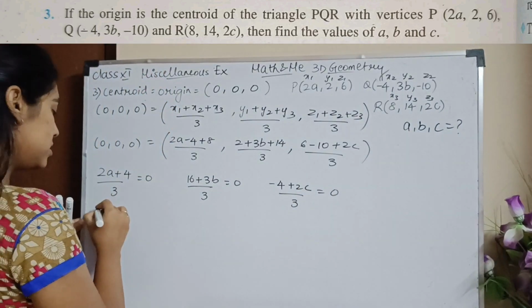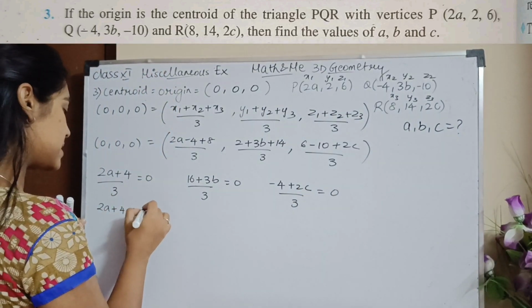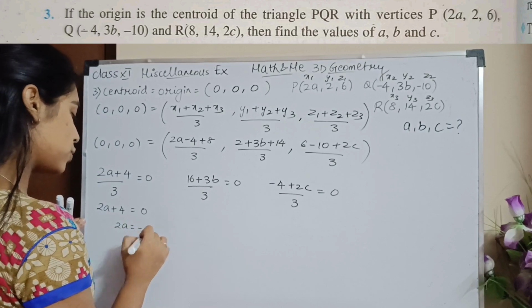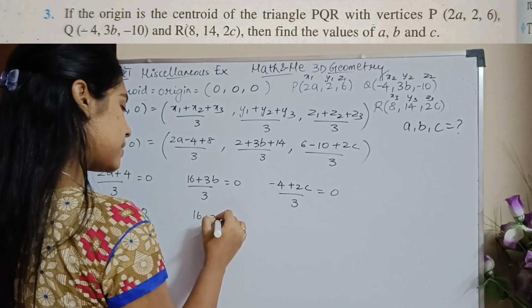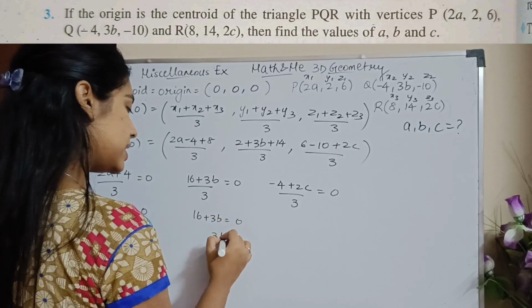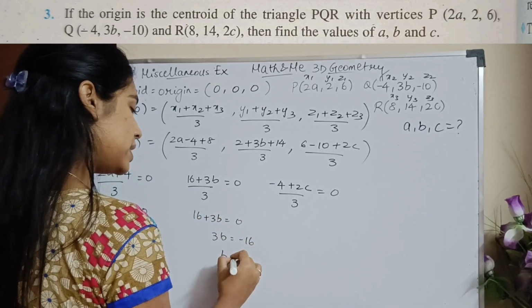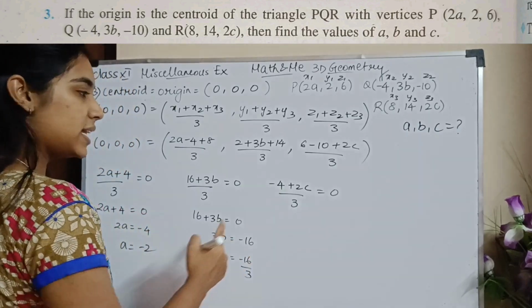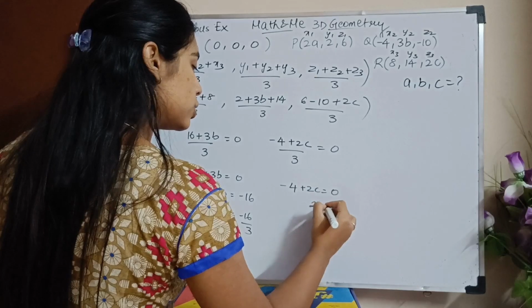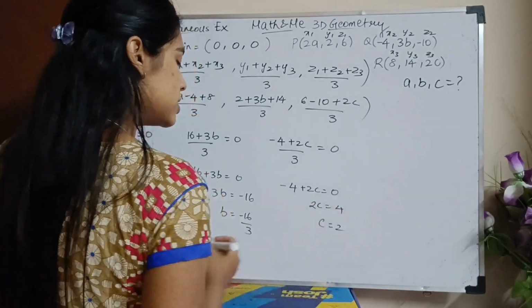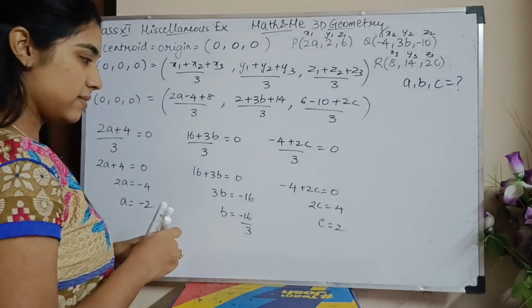Okay. So 2a plus 4 equals 0. 2a equals minus 4. A equals minus 2. And for this, 16 plus 3b equals 0. 3b equals minus 16. b equals minus 16 divided by 3. And what is this? Minus 4 plus 2c equals 0. 2c equals 4. C equals 2. So these are my values of A, B and C. Okay.